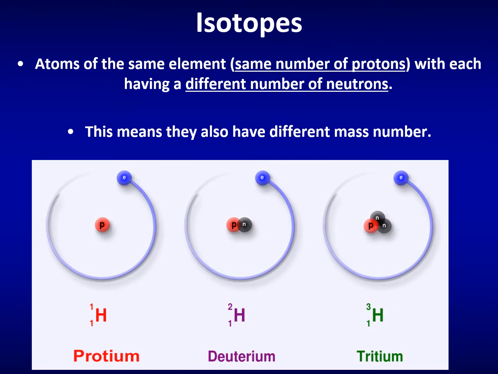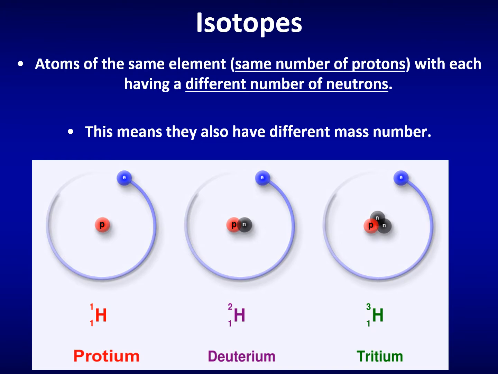Isotopes are the same kind of atom, but different arrangements. So they're all the same element with different numbers of neutrons. Essentially, this is an isotope. Same number of protons, different numbers of neutrons. They also then are going to have different mass numbers, because the mass number is how many protons and neutrons are in the nucleus. So, for example, protium is hydrogen 1.